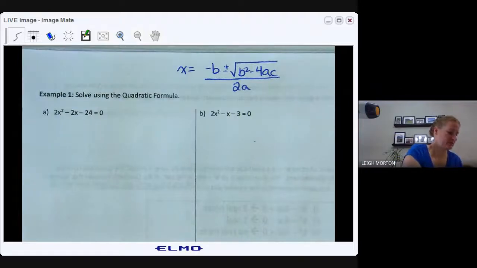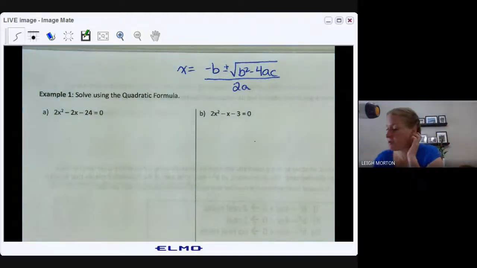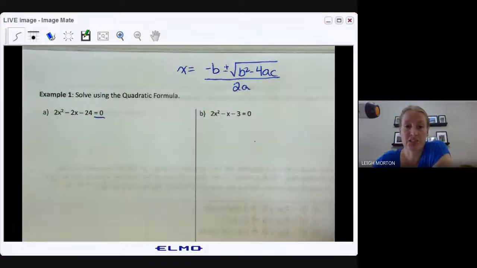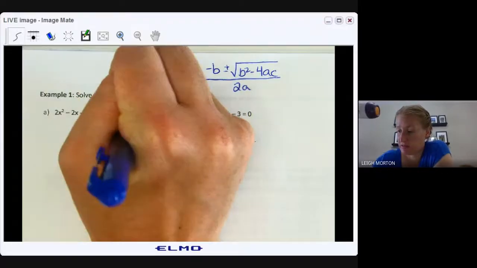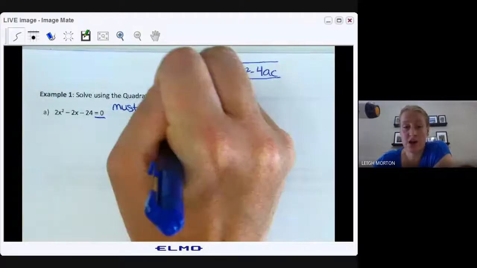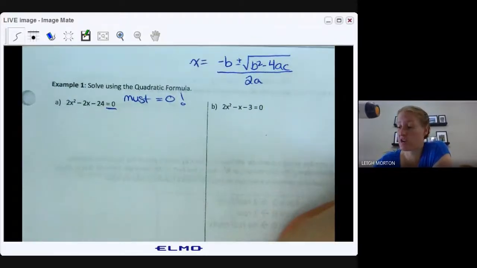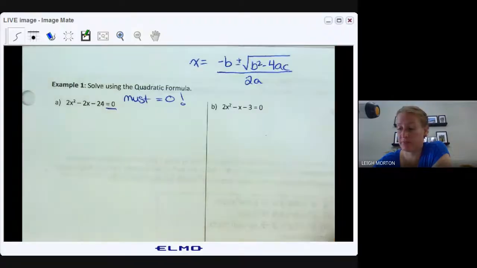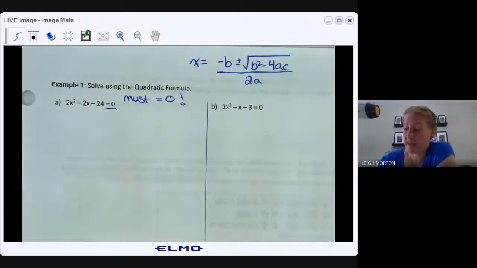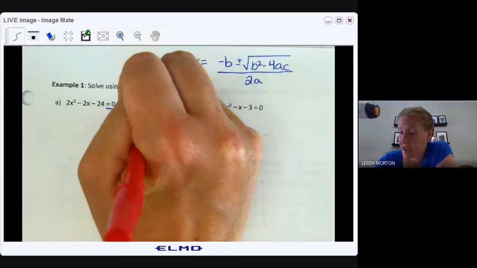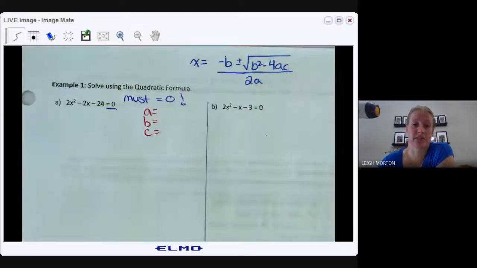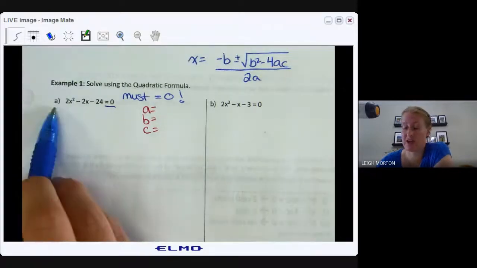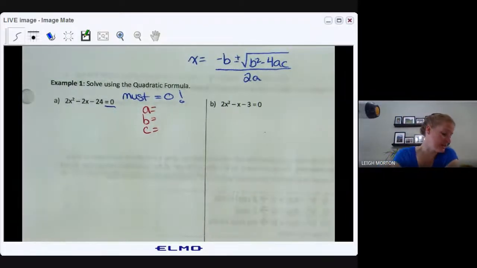So what do I recommend you do? At the start of every one, make sure that the equation is equal to 0. If it's not, you have to rearrange. The quadratic formula will not give us the proper answer if it's not equal to 0. What I then like to do is I like to write my A, my B, and my C values down the side for easy reference. So take a moment and write your A, B, and C values out, including the sign.